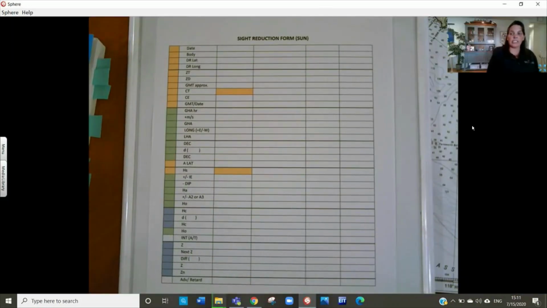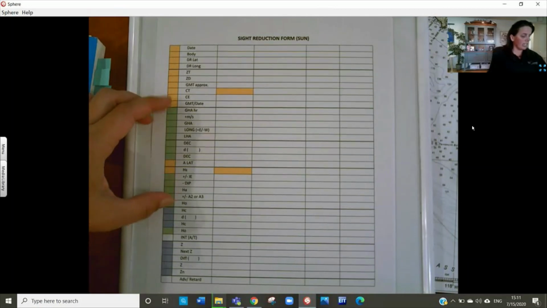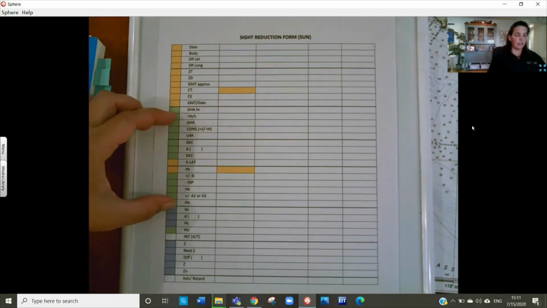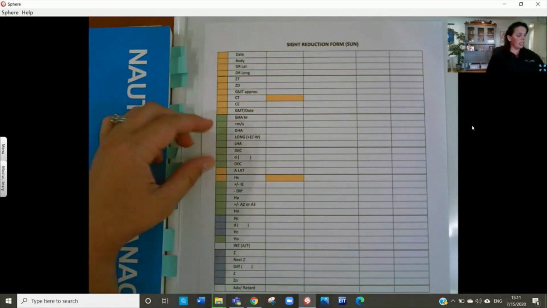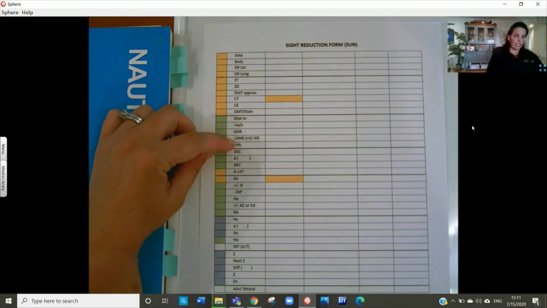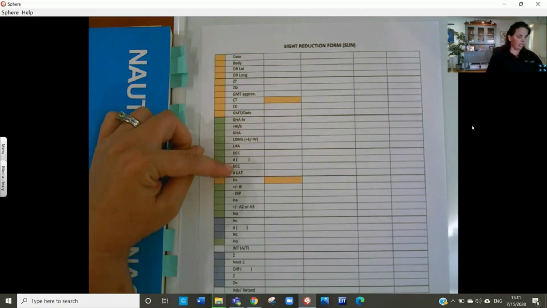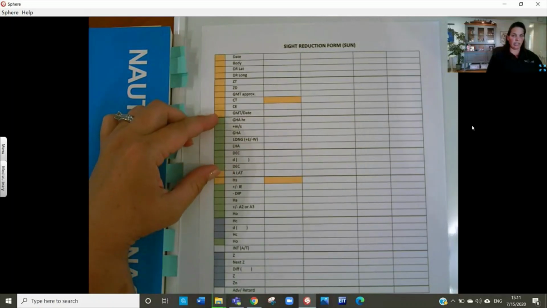Alright, so this is an example of the site reduction form that I have for you. It's my version, but you can get all sorts of different versions online. This section right here, or all the green section, is going to be in the nautical almanac. But today we're just going to practice GHA all the way to LHA and declination to the declination of the time. So we're just going to practice this section right here.